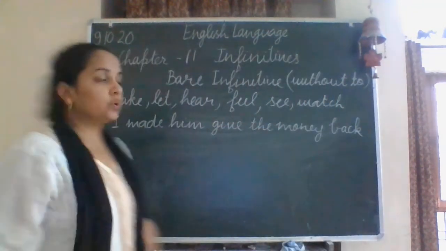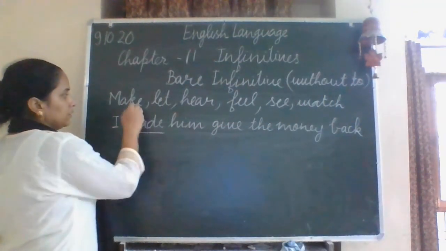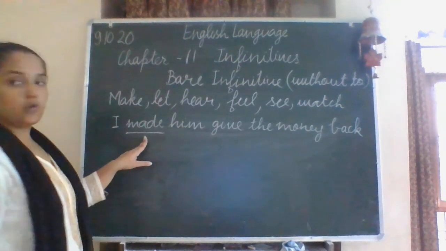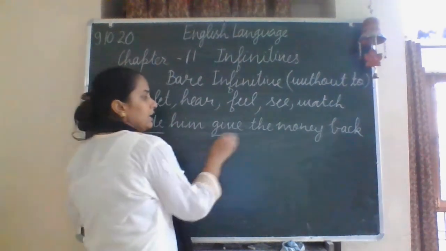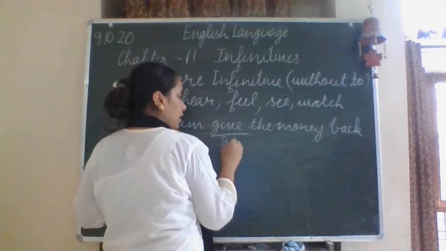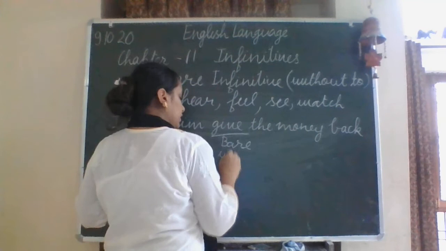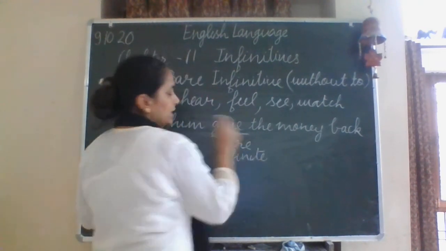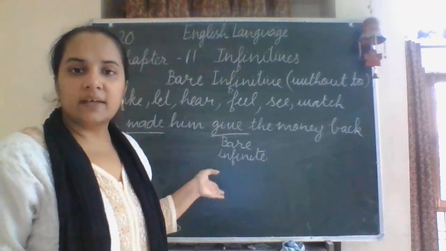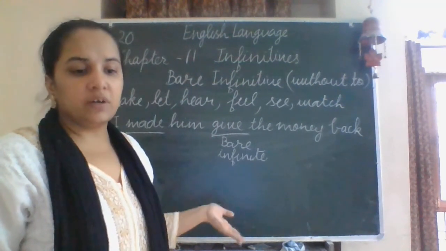So here made is the second form or the past form of make. This is the main verb, and this give is the bare infinitive. Why is it a bare infinitive? Because it is used without to. That's why this is the bare infinitive.